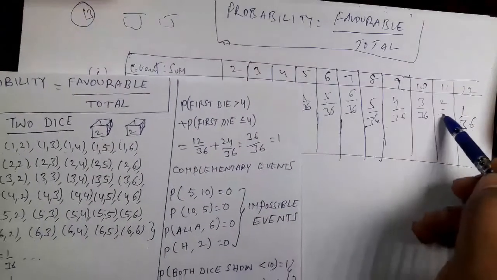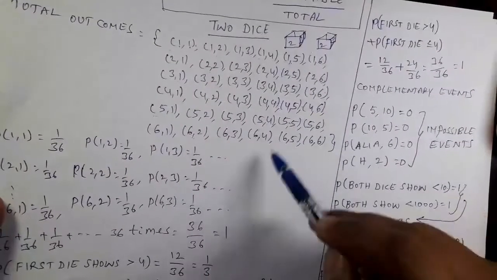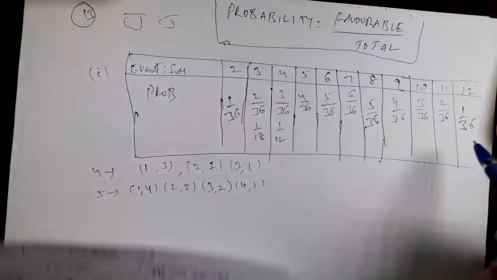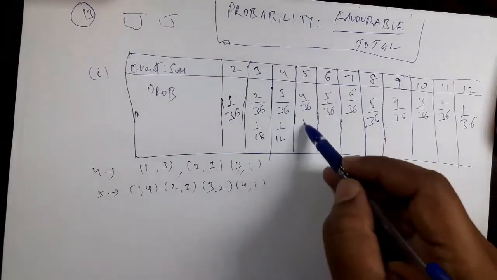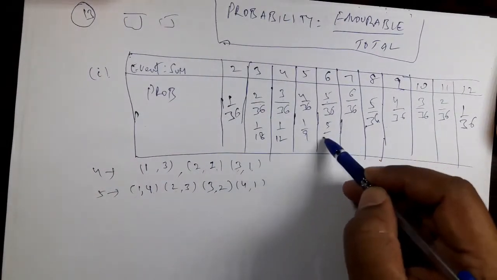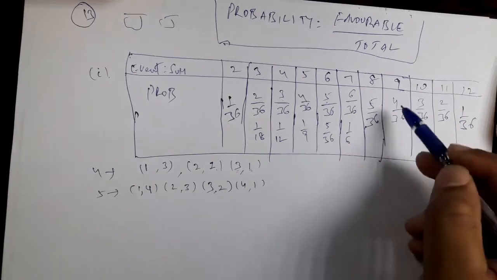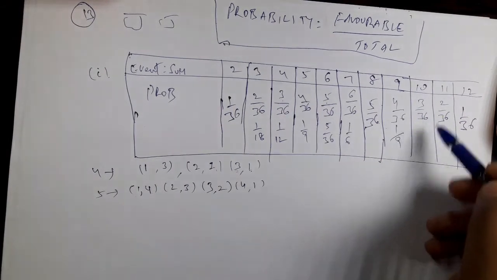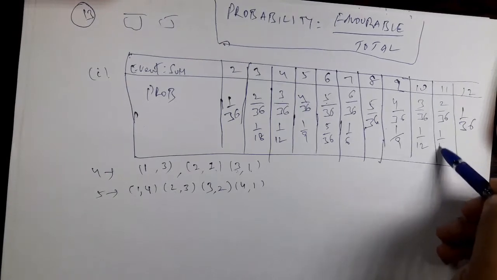Yes, next 2 by 36. Yes, these two will give you some 2 and so on. Of course, this is the table. Of course, you can simplify further. 1 by 9, 5 by 36. This is 1 by 6. Of course, you can still simplify this, 1 by 9. This is 1 by 12. This is 1 by 18 and so on.